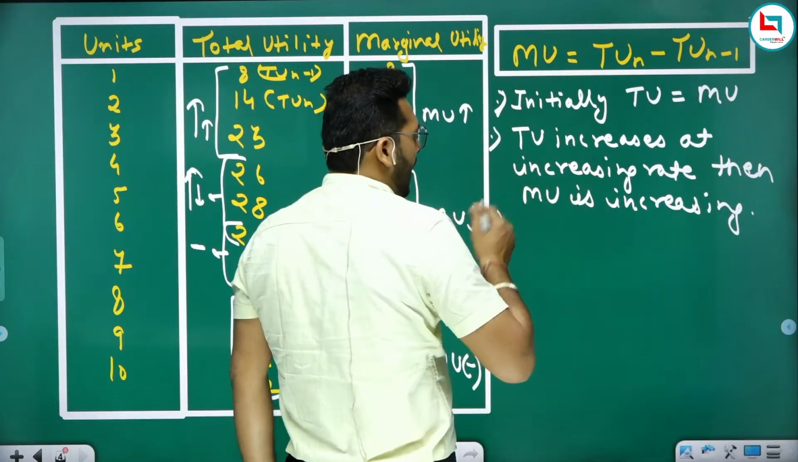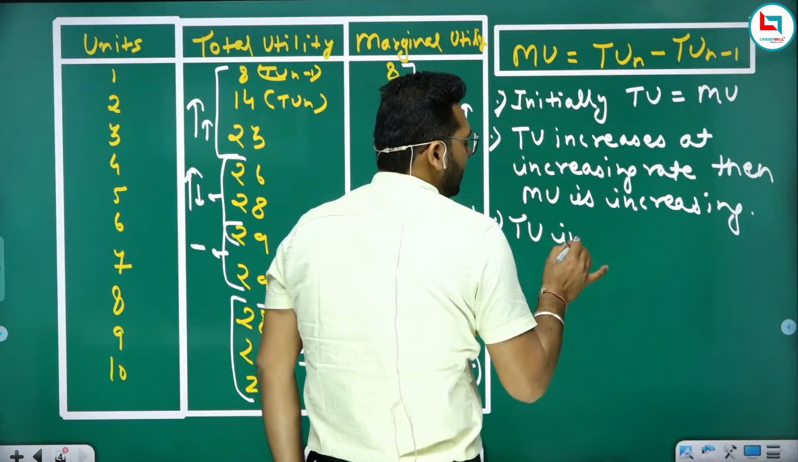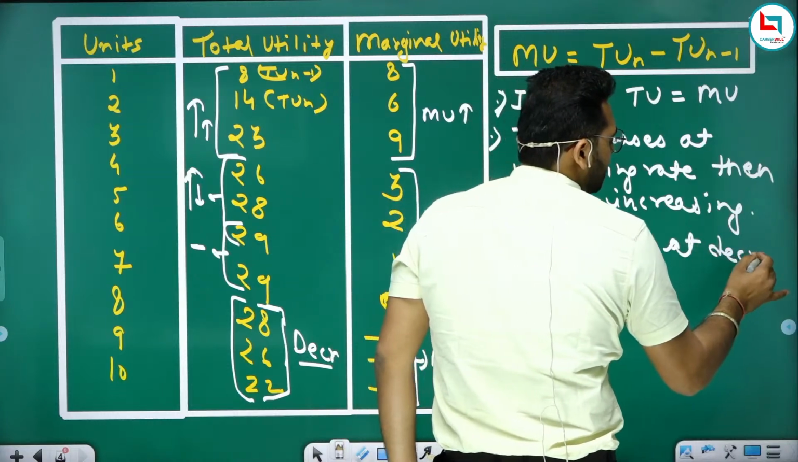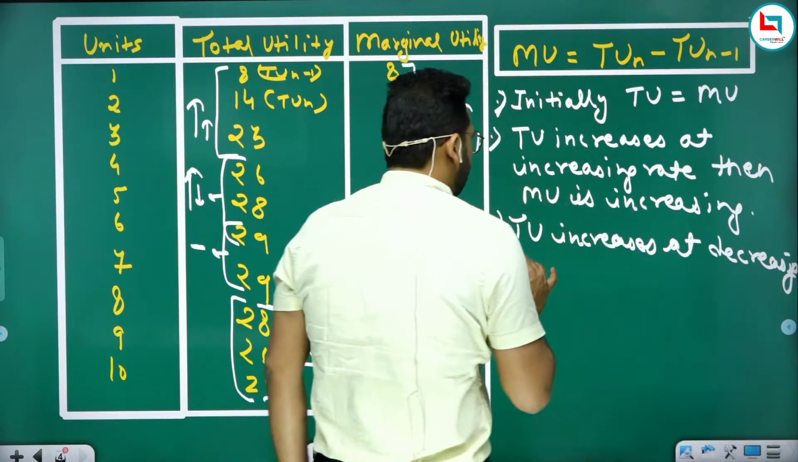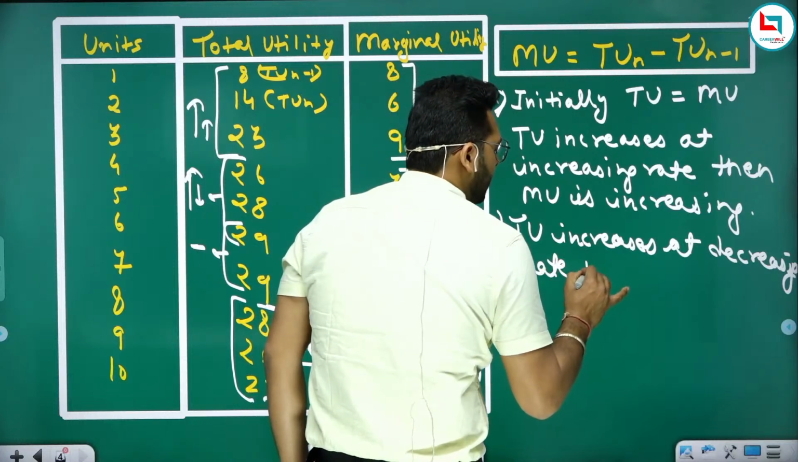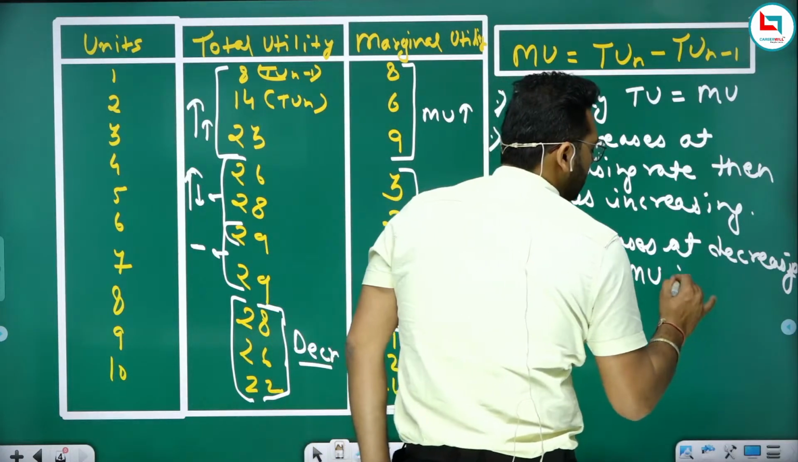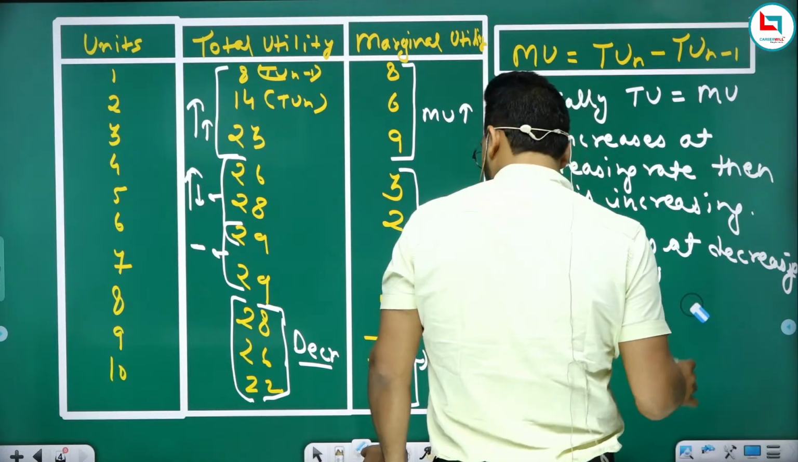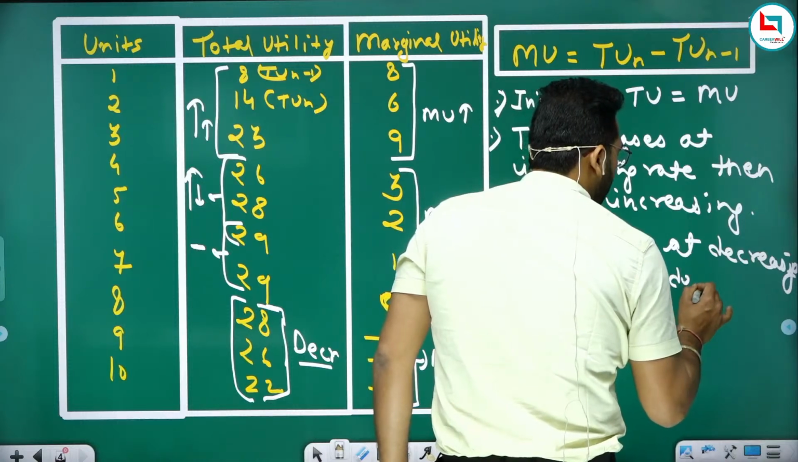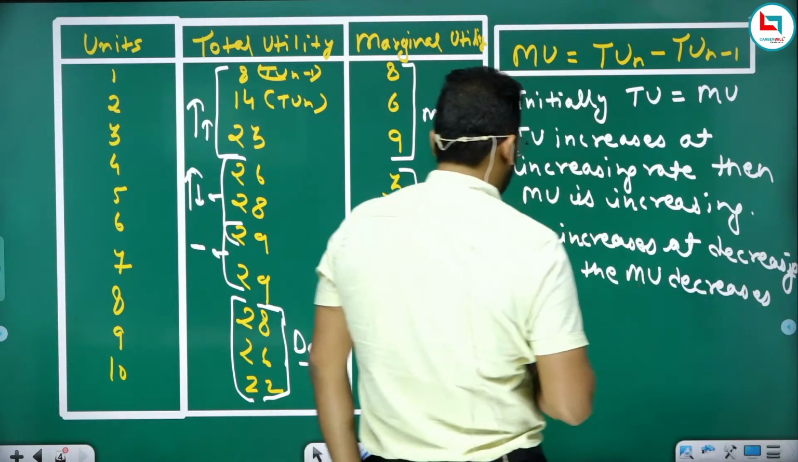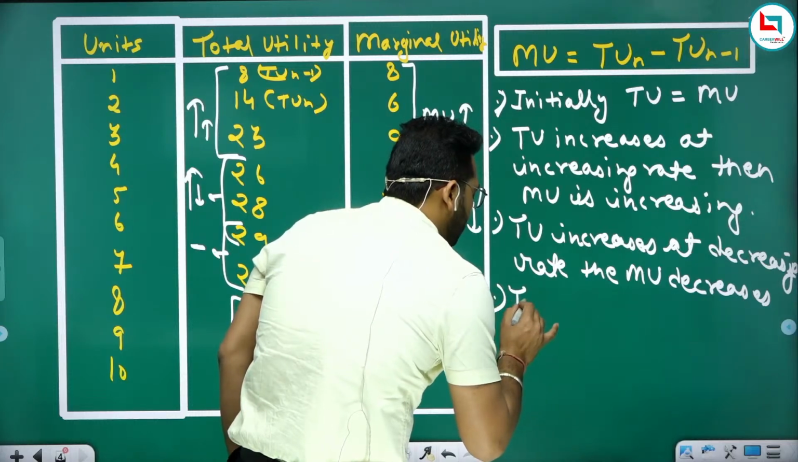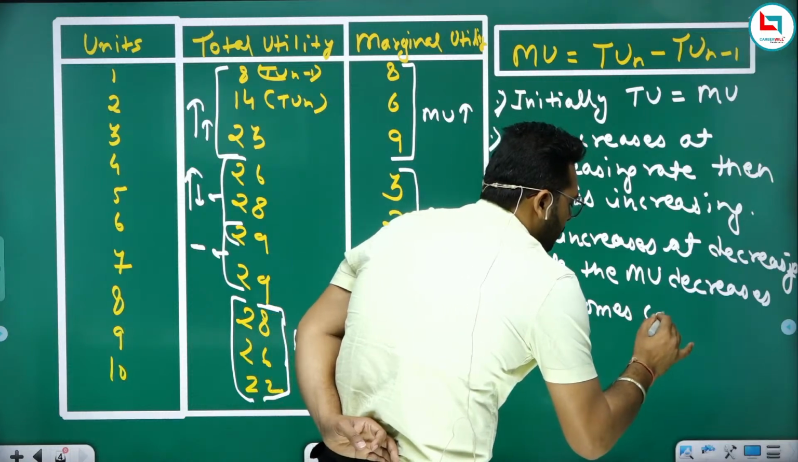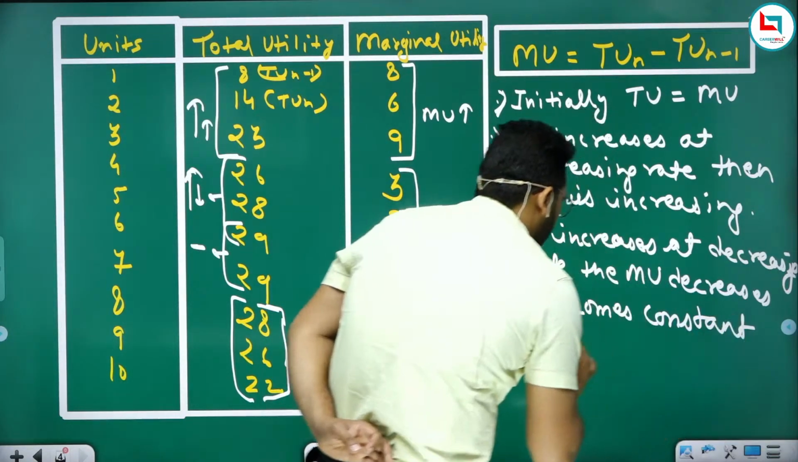Now here, when TU increases at decreasing rate, then MU decreases. When TU becomes constant, MU is 0.